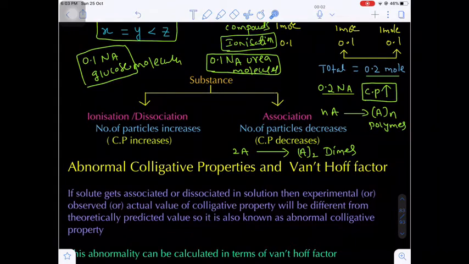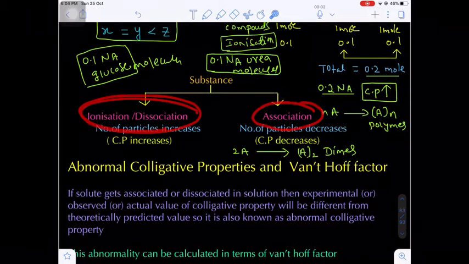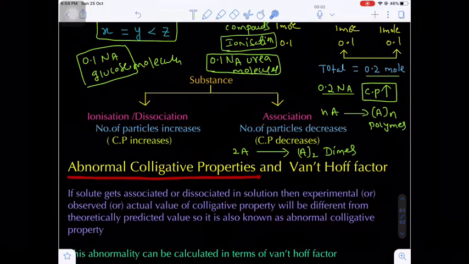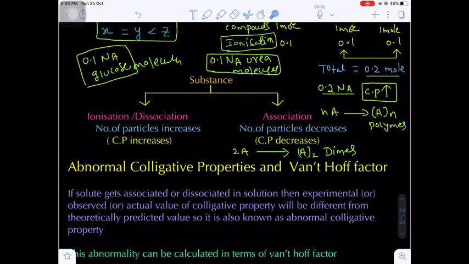That's why such types of colligative properties are known as abnormal colligative properties. The term abnormal colligative properties is used if the solute undergoes ionization, dissociation or association. Then the colligative properties are known as what? Abnormal colligative properties, and the molar mass of a solute is called abnormal molar mass.